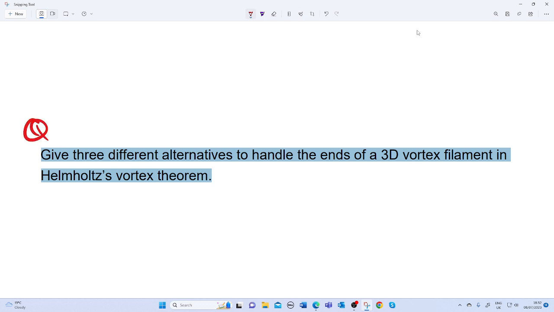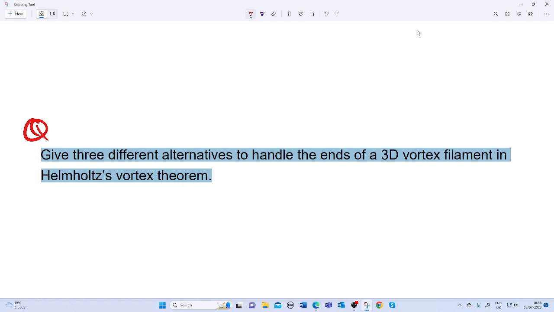Now let's read the following question. Give three different alternatives to handle the ends of a 3D vortex filament in the Helmholtz vortex theorem. Once again, give three different alternatives to handle the ends of a 3D vortex filament in the Helmholtz vortex theorem.